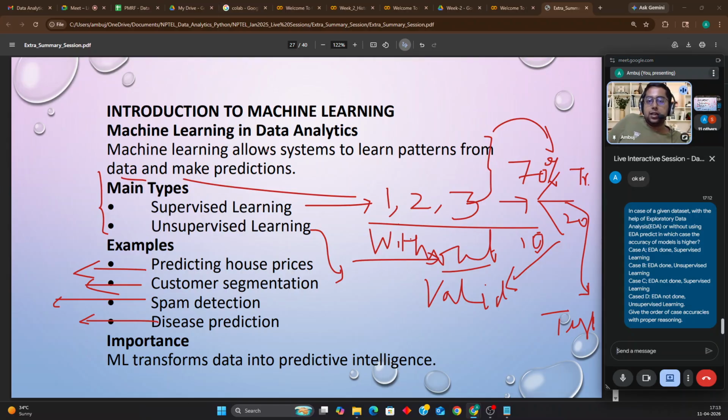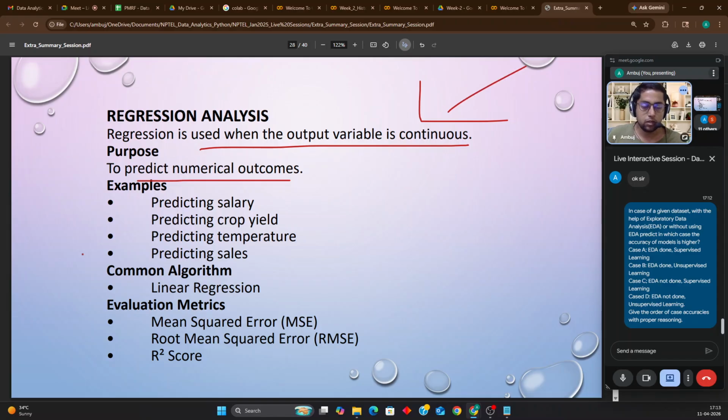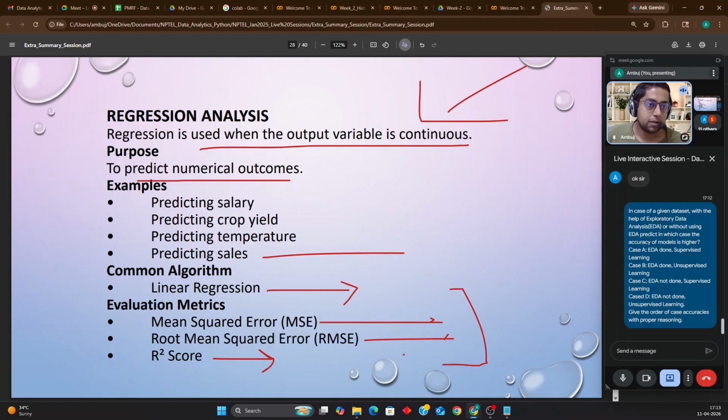Now you try to see machine learning in data analytics. Machine learning allows the systems to learn patterns from data and make predictions. ML transforms the data into predictive intelligence. Intelligence is nothing but machine learning patterns. In regression analysis, you have to predict numerical outcomes. It is used when the output variable is a continuous variable. Examples are predicting salary, crop yields, temperature, and sales. Common algorithms are linear regression, and the evaluation metrics are generally MAE, RMSE, and R-squared score.